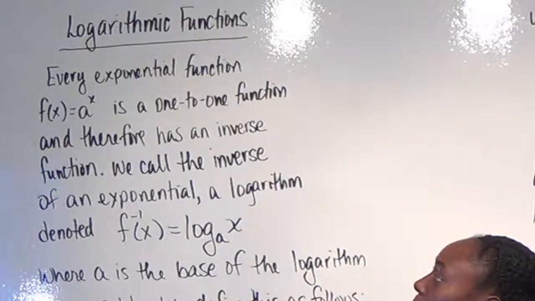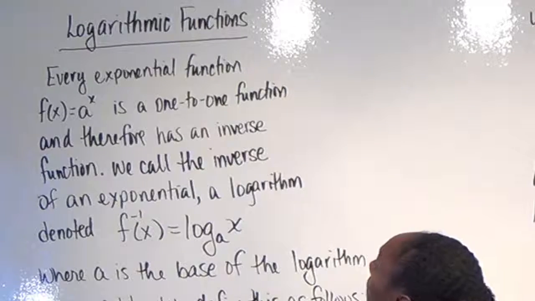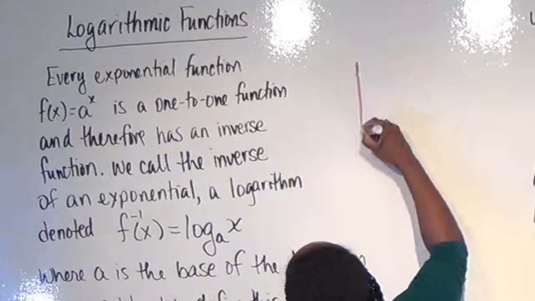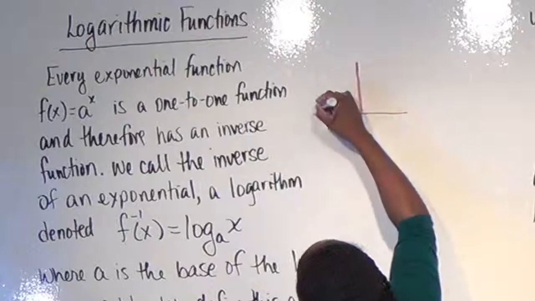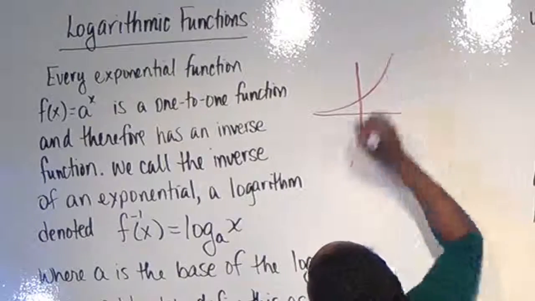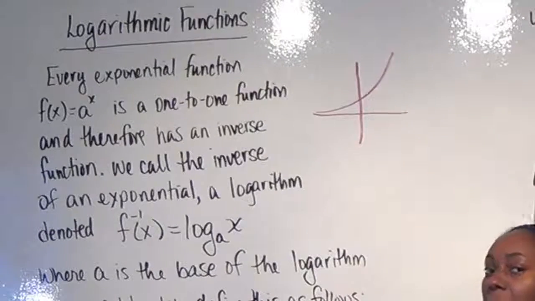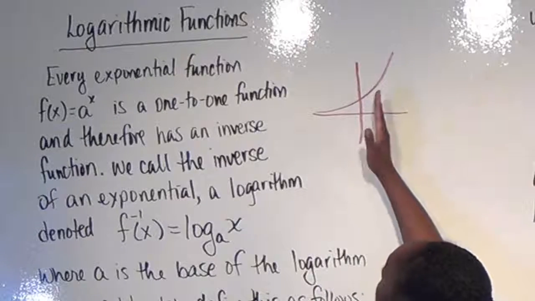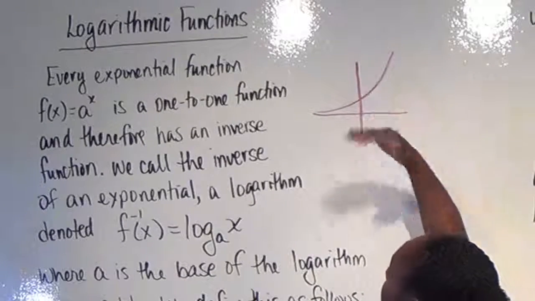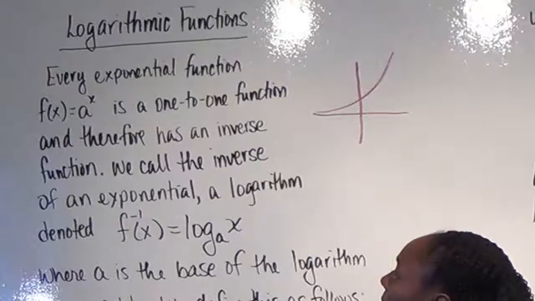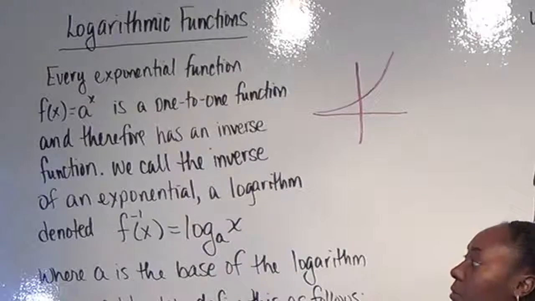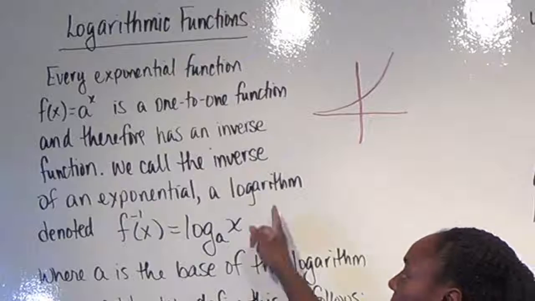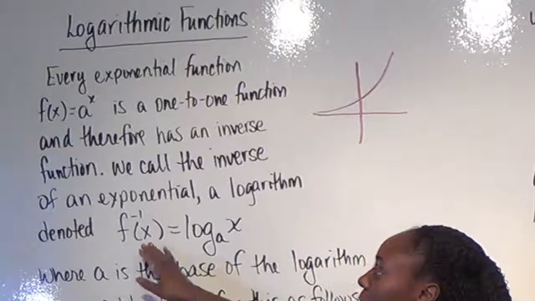x is a one-to-one function. And so if you recall what the graphs of these looked like, we basically were looking at either increasing or decreasing functions that were entirely above the x-axis. And so we can easily see that this is certainly going to pass the vertical line test and the horizontal line test. We call the inverse of an exponential a logarithm, and we're going to denote it this way.